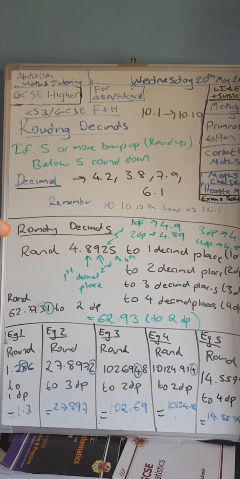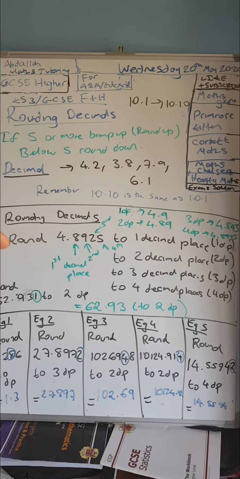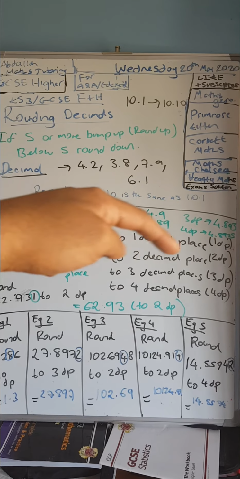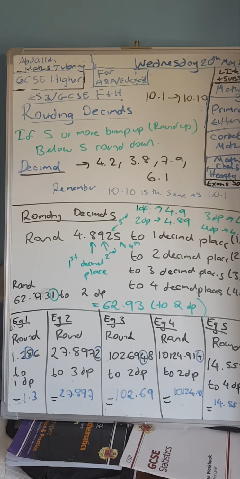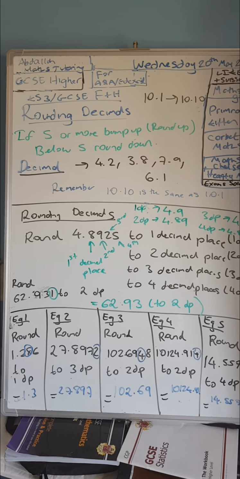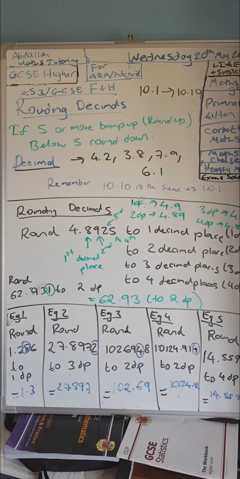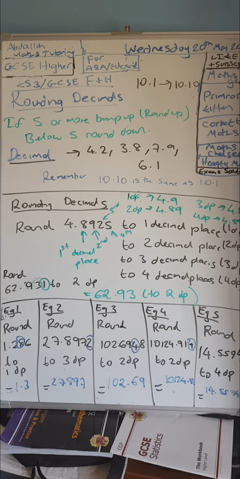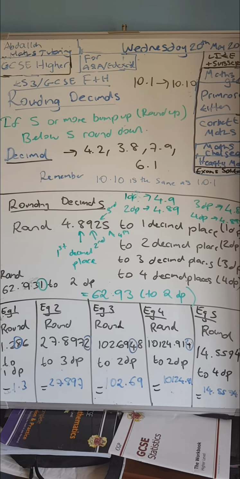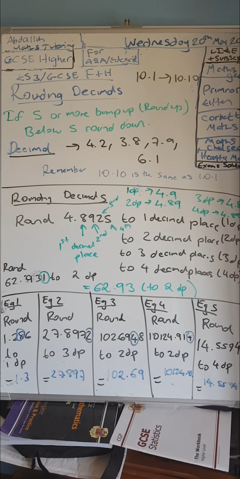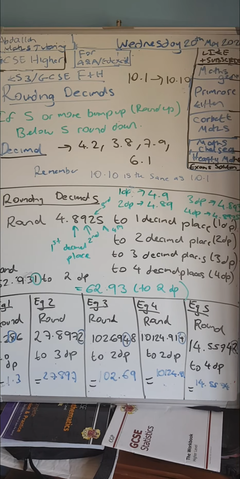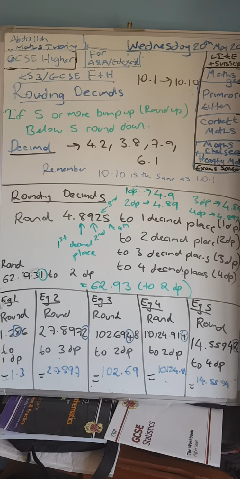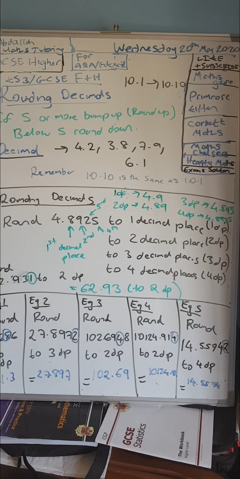Looking at these examples, it says round 4.8925 to 1 decimal place, 2 decimal places, 3 decimal places, and 4 decimal places. The reason I'm doing this video is that in other videos, most of my answers are rounded to 2 decimal places. So hopefully this video will explain that if you're not sure yet, when I get an answer and round it.